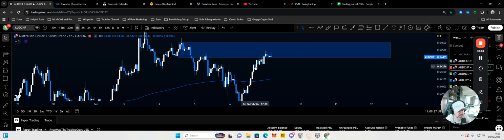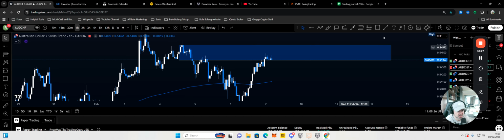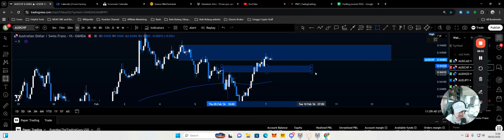Right here, you've got an order block, right? Right here, these 3 candles, that's an order block right there. And it lines up with this here. So you could match this up. Hey, sorry, hold on. Right, look at that. Boom.